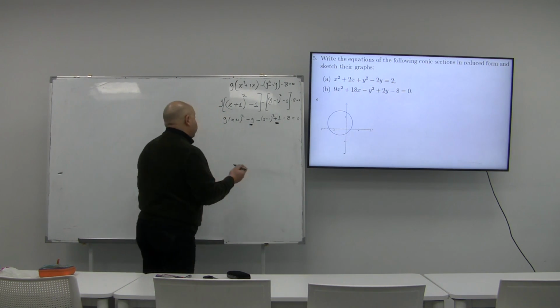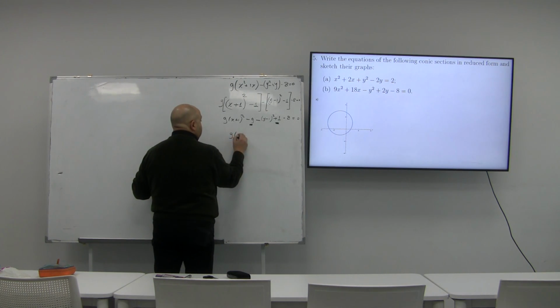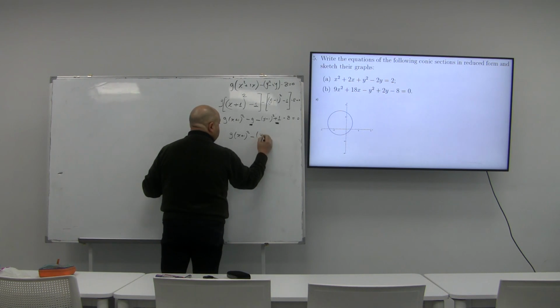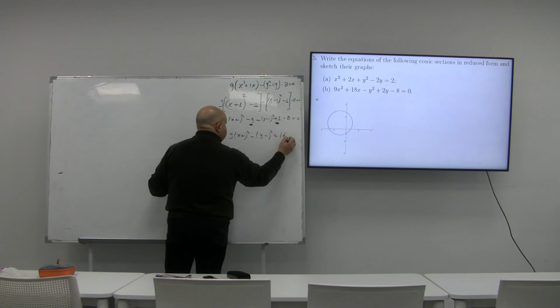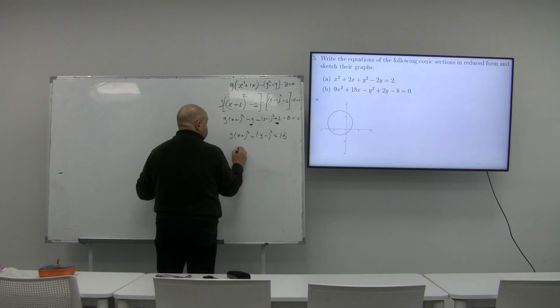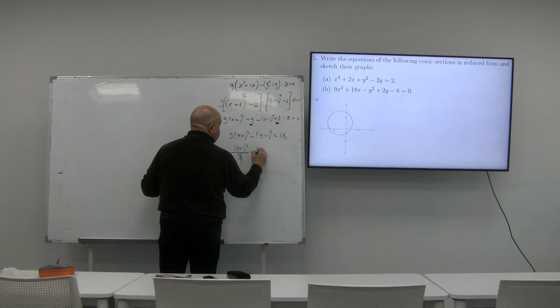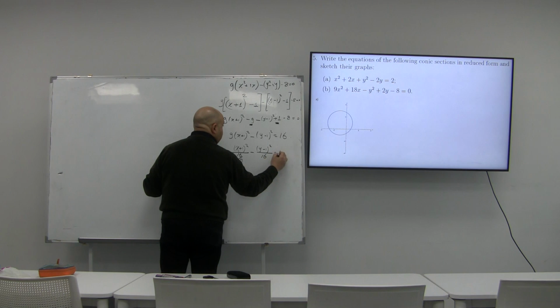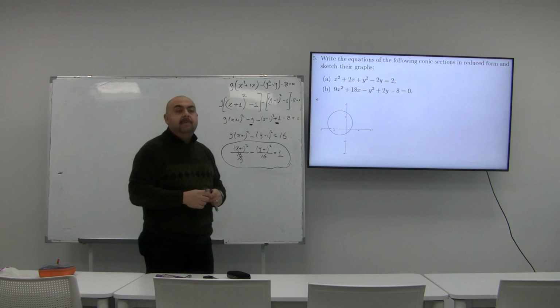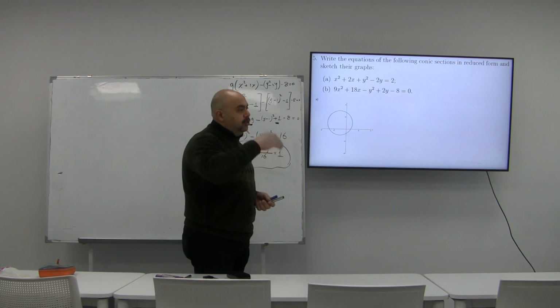Just moving to the other side, you will have 9 times x plus 1 to the power of 2 minus y minus 1 to the power of 2 equal 16. The second step, I will be dividing by 16. So this guy is going to be x plus 1 to the power of 2 over 16 divided by 9. This one is going to be y minus 1 to the power of 2 and it is divided by 16 and it's equal to 1, which is an equation of a hyperbola which is symmetric about the y-axis.